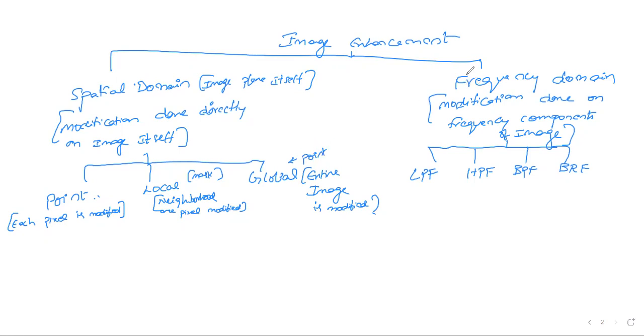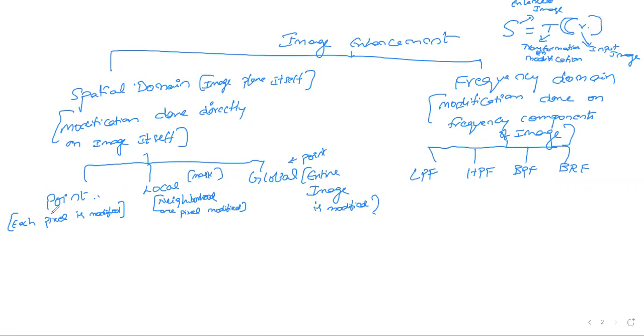So image enhancement is simply defined as S is equal to T of R, where S is the enhanced image, R is the input image, T is some transformation or some modification applied to the input image.